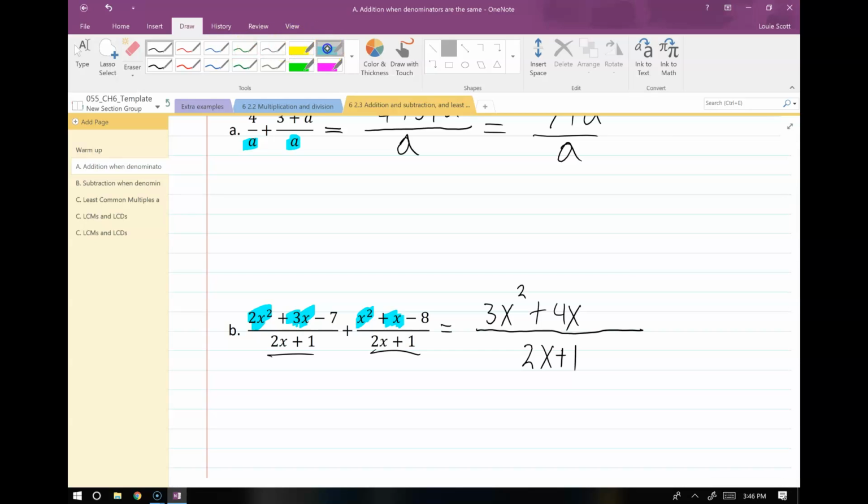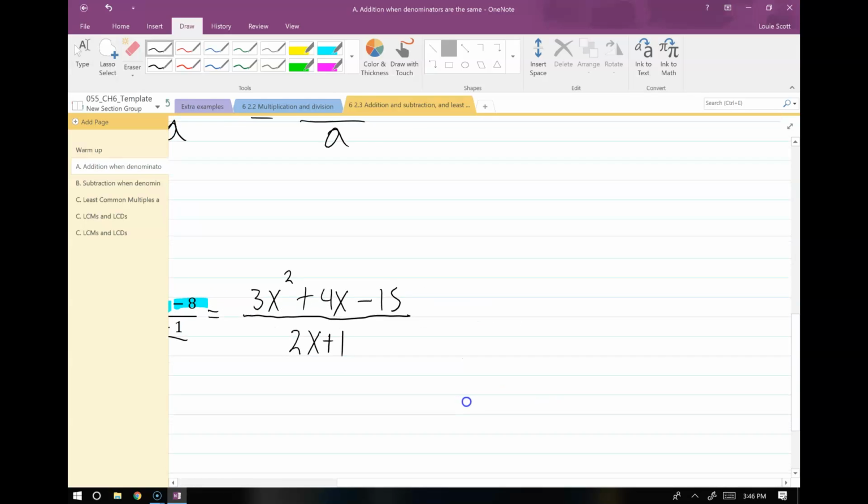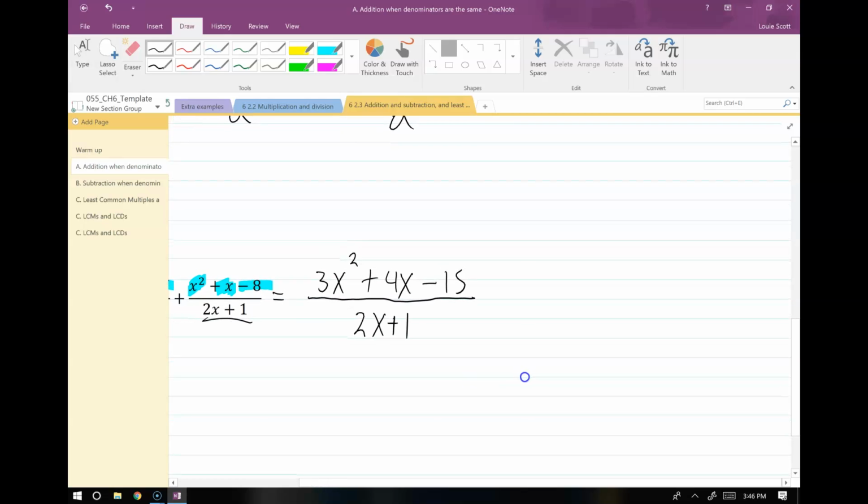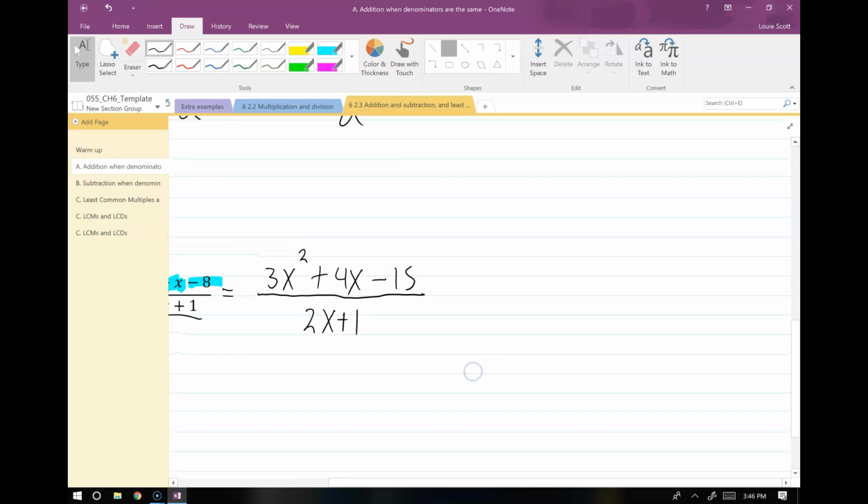And then I have -7 and -8 for my constant terms. So that's minus 15. That feels so wrong. Yeah, so this is kind of a strange problem, actually. And here's the reason why. If you recognize the logic behind why we don't need to go any further in this problem, it might save you some time later.